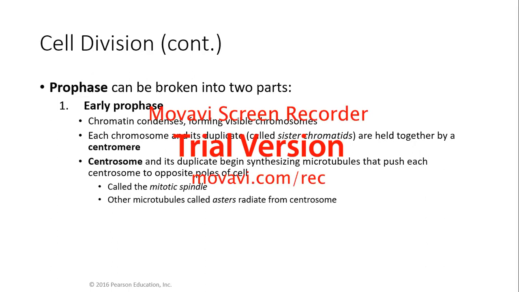And then remember we talked about those centrioles. The centrosome is going to duplicate, and microtubules are going to attach to the sister chromatids, and it's going to make this mitotic spindle that's going to move the chromosomes around during mitosis. So they have to get moved around in the middle of the cell during metaphase. And these centrosomes, which again are made up of those centrioles, are going to synthesize these mitotic spindles, which are microtubules that attach to the centromere, and they move the chromosomes, the sister chromatids, around during mitosis.